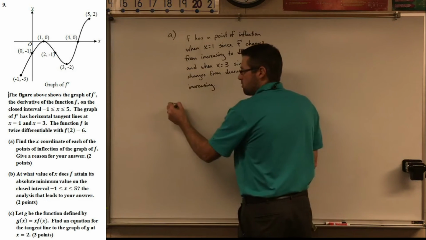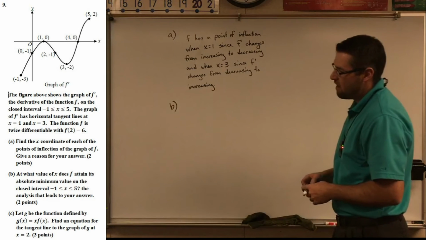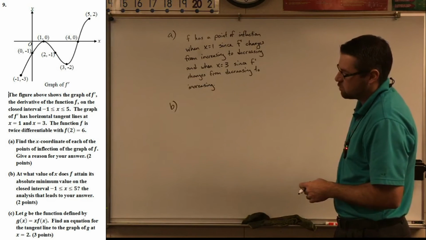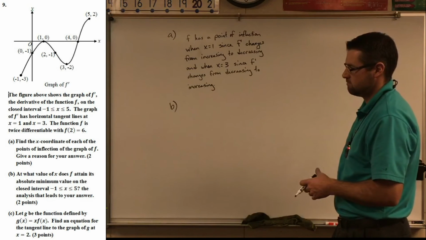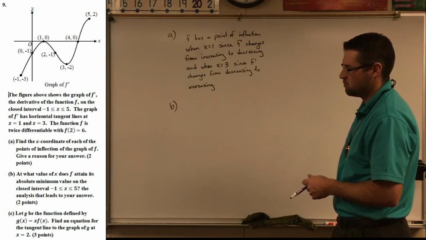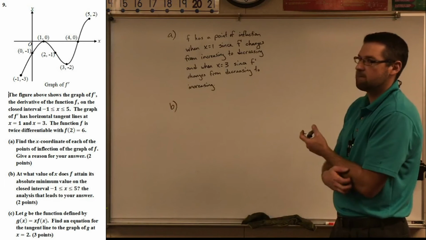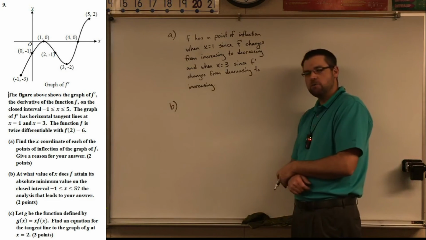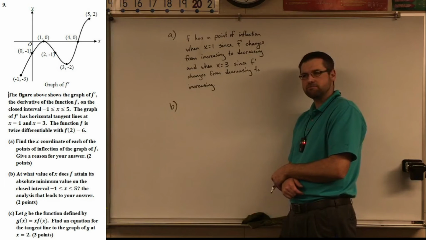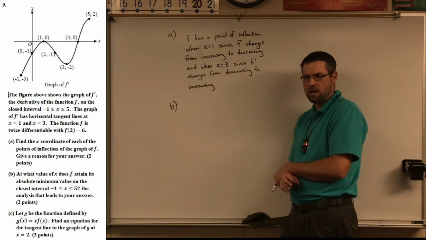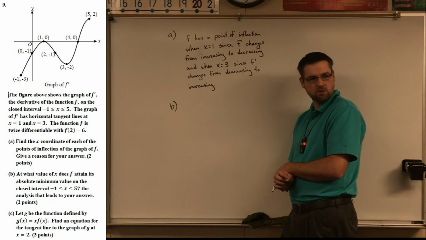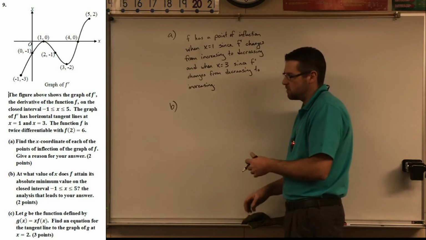Okay. Part B. At what value of x does f attain its absolute minimum? This is an interesting problem. How do you find an absolute minimum? When f prime changes signs from what to what? From negative to positive. When f prime changes from negative to positive. But that's not an absolute minimum. That's only a local or relative minimum.